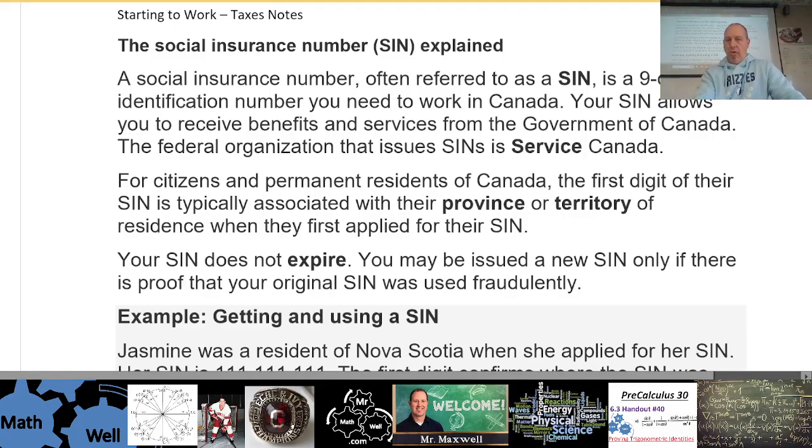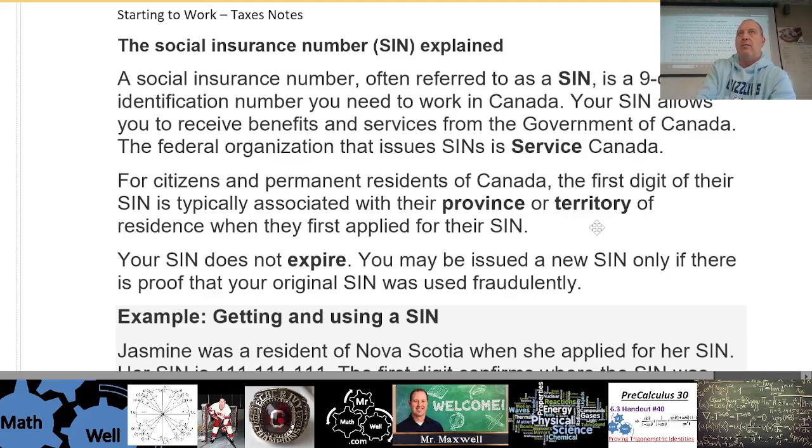So your social insurance number is also referred to as the SIN. That's the letters it stands for. It's a 9-digit identification number that allows you to work in Canada. Your SIN allows you to receive benefits and services from the government, and they are issued from Service Canada. For citizens and permanent residents of Canada, the first digit of your SIN is typically associated with the province or territory that you resided in when you first applied.